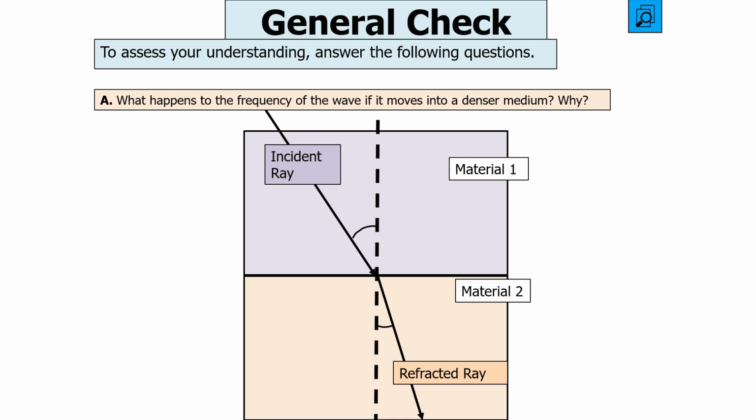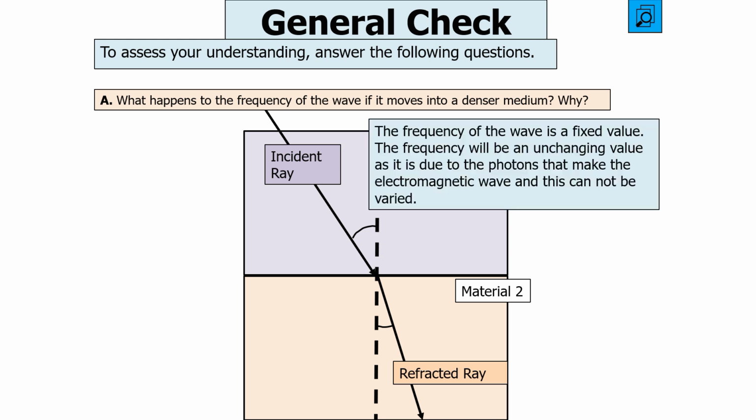The next question says, what happens to the frequency of a wave if it moves into a denser medium? So pause the video now, then unpause the video when you want to go through your answer. The frequency of a wave is a fixed value. The frequency will be an unchanging value as it's due to the photons that make the electromagnetic wave, and thus it can't be varied.